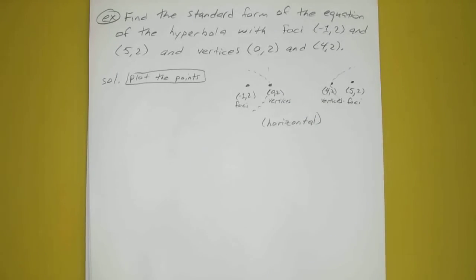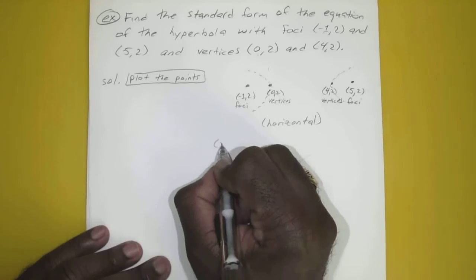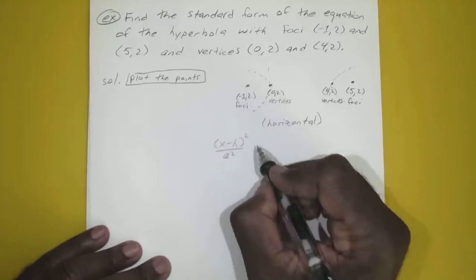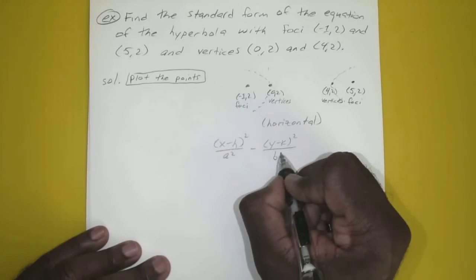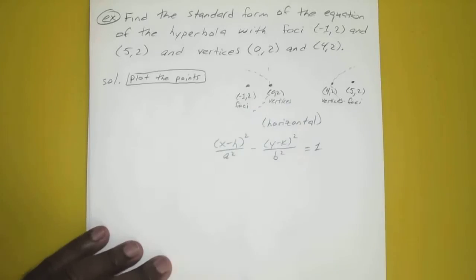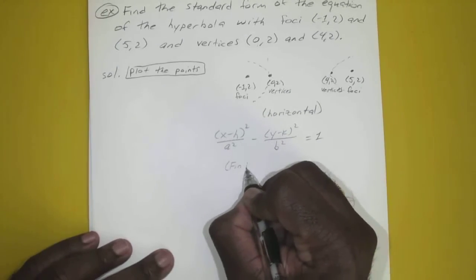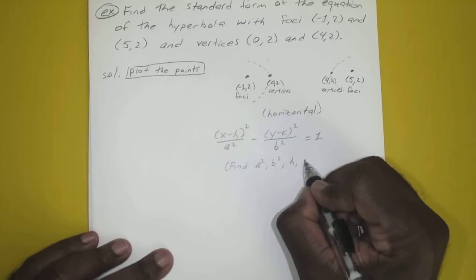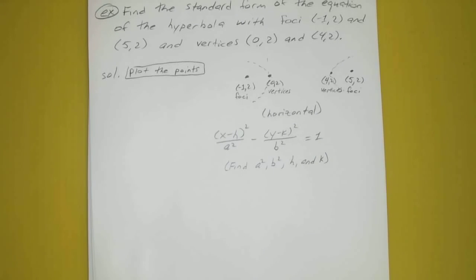Okay. Now once you do that, you can figure out exactly which formula you want to use. So when it's horizontal, we know we're going to use x minus h squared over a squared minus y minus k squared over b squared equals 1. Okay, which means we have to find a squared, b squared, h, and k to plug in for our formula.